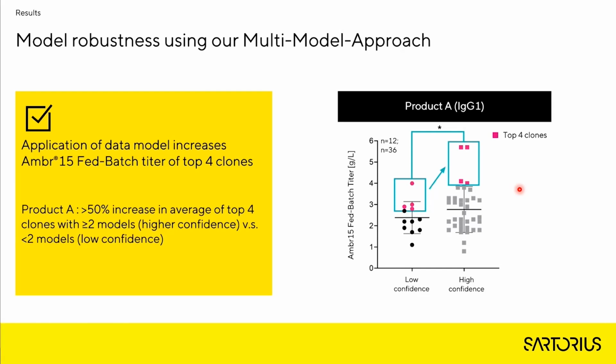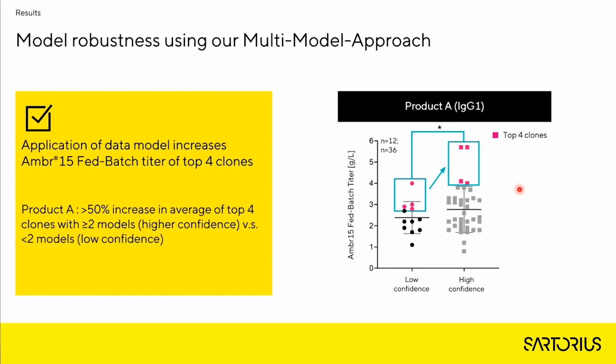As I mentioned before, a score of 3 means that all 3 models agree on this clone being a high producer. For scores of 2 or 3, we call it high confidence, and when we have 1, we call it low confidence.